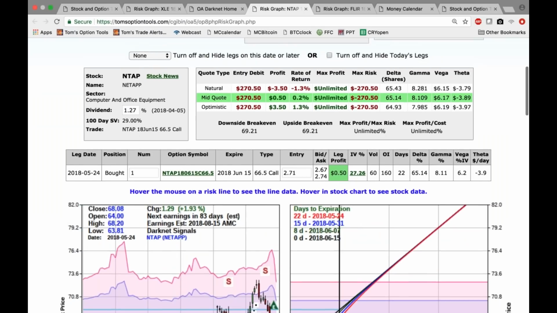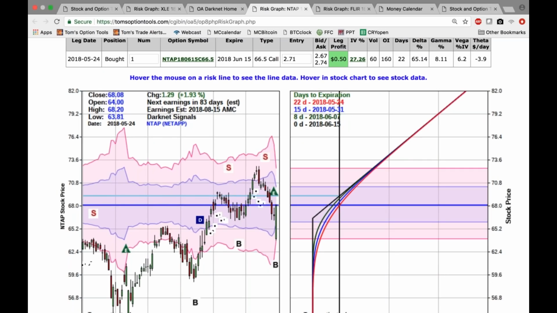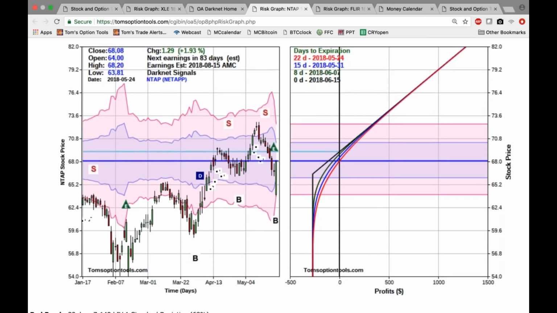And we see that it has a 65 delta. That means for every dollar move in NetApp, we're expecting about 65% of that move to happen in these options. Okay, that's based on today. Tomorrow, that number is going to slightly change. But there you go. There's your risk.